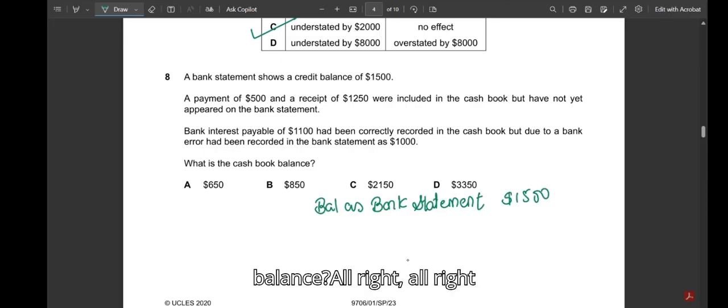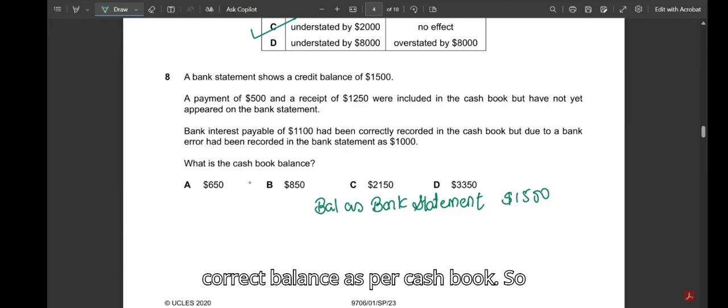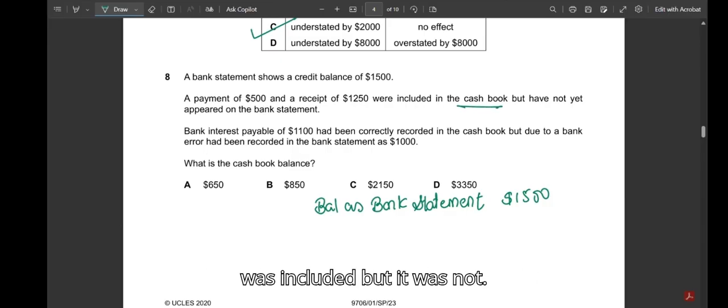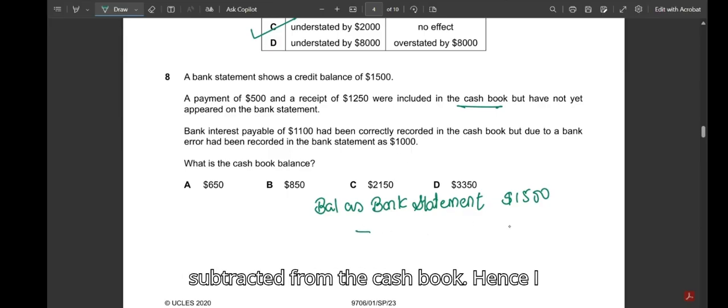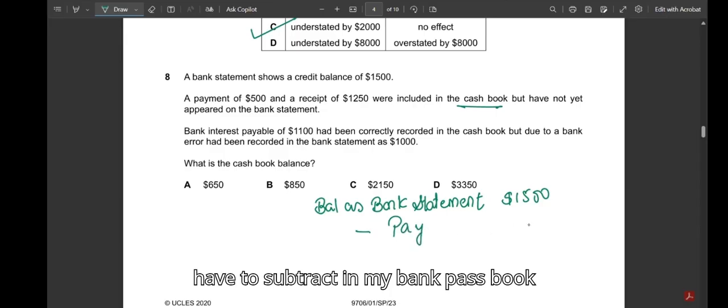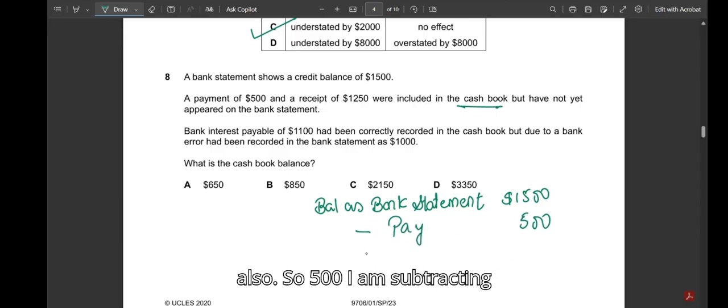All right, so they are asking the correct balance as per cash book. So always we have to start with balance as per the bank statement which is given. That's why we are starting with this 1500, and we have to do addition and subtraction in which we can get balance as per the cash book. So over here they are saying a payment of 500, receipt of 1250 were included in cash book. So it was included, but it was not included in bank statement. So payment of 500. So 500 would have been subtracted from the cash book. Hence I have to subtract in my bank passbook also. So 500 I'm subtracting.